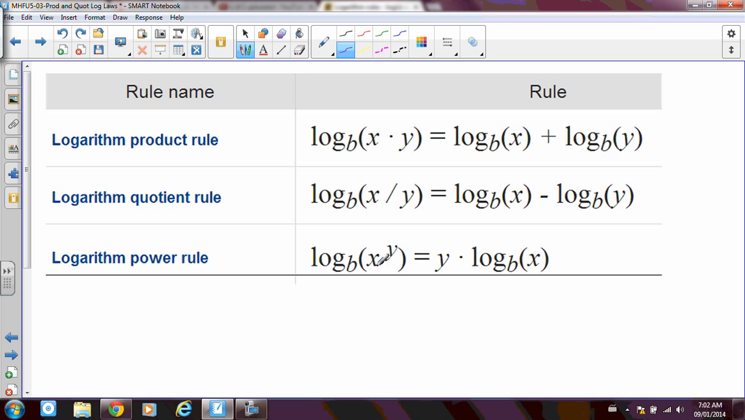This was the power rule from last day. When I have log of an exponential expression, the exponent itself can be multiplied by the rest. Again, same sort of idea. This is an exponent, and so technically I have an exponent to another exponent. When I have an exponent to an exponent, I multiply.